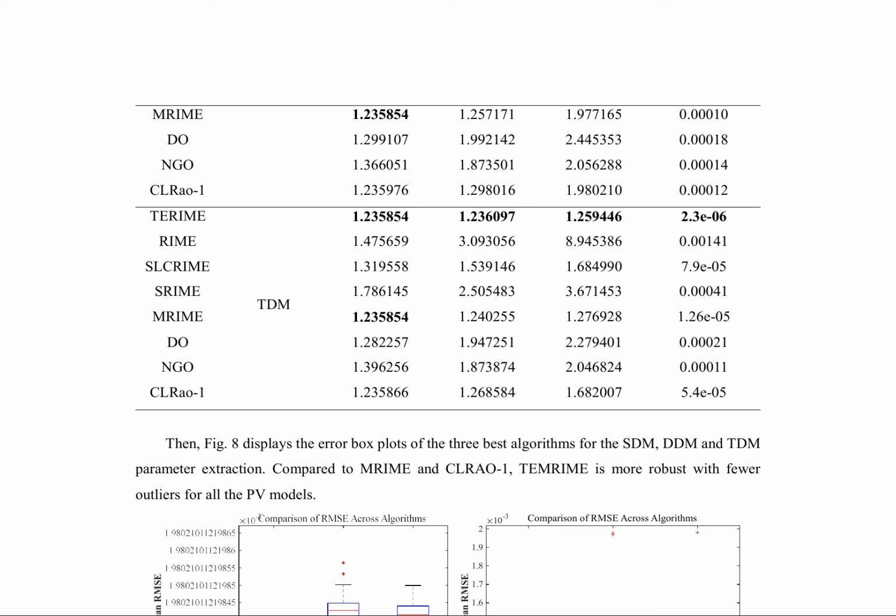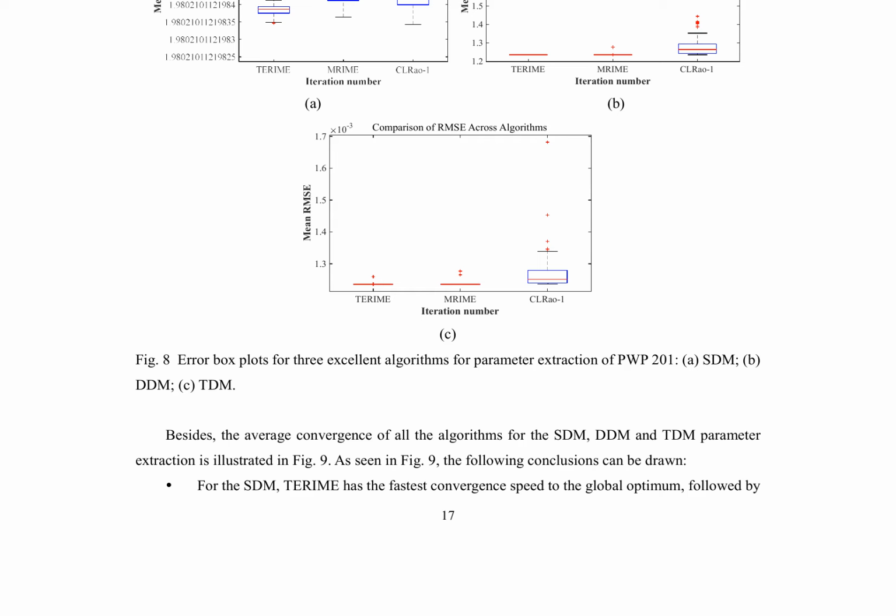A critical aspect of these algorithms is their convergence speed to the global optimum. The average convergence of the three algorithms is illustrated, with TERIME demonstrating the fastest convergence speed for the SDM model. This is supported by Figure 8, which presents error box plots, and Figure 9, which displays the average convergence.